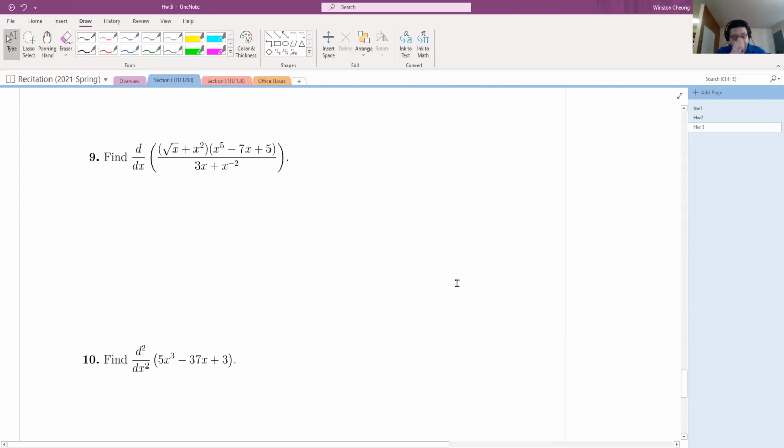Right, so 9 is just a really nasty problem because you have both a product rule on top and a quotient rule overall, right? Okay, good. So we have to actually use both product rule and quotient rule together. The way I would think about this is the quotient is the thing that happens last, so it's the first operation that we need to apply the derivative to.